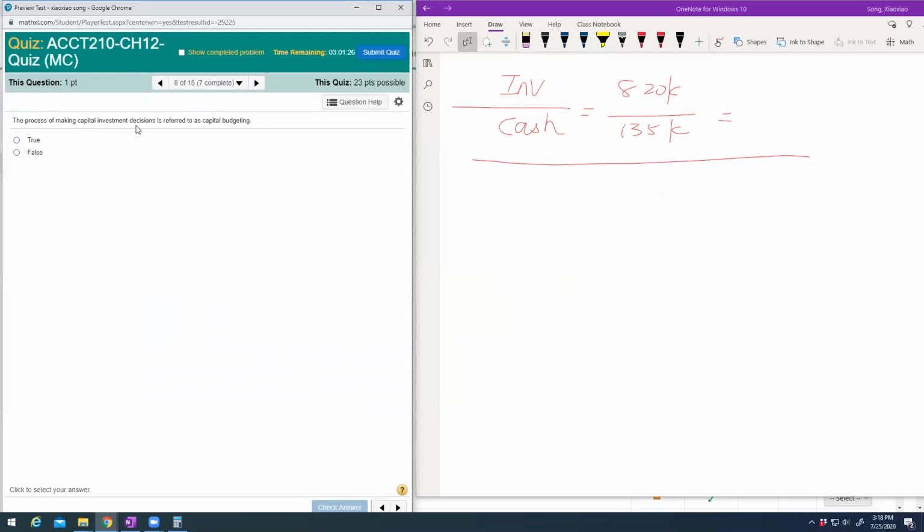The process of making capital investment decisions is referred to as, yeah, that's right, how do we spend money? That's called capital budgeting. We budget how to spend the money, which is our capital. Capital budgeting.